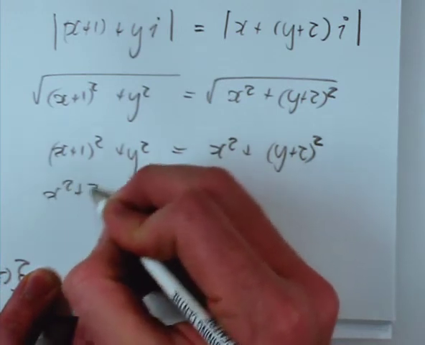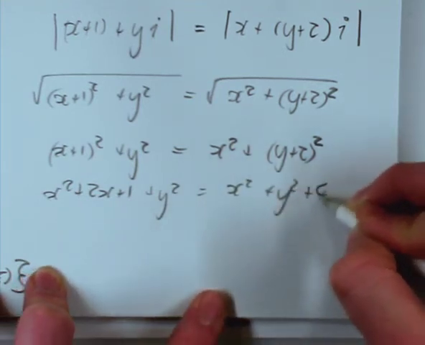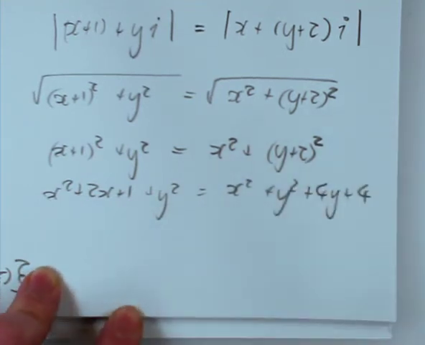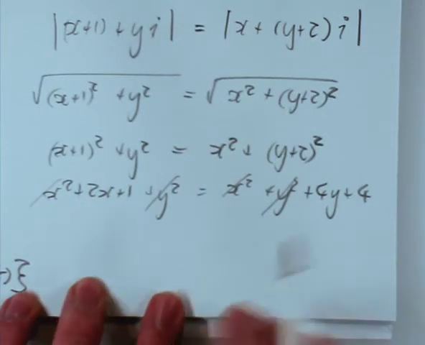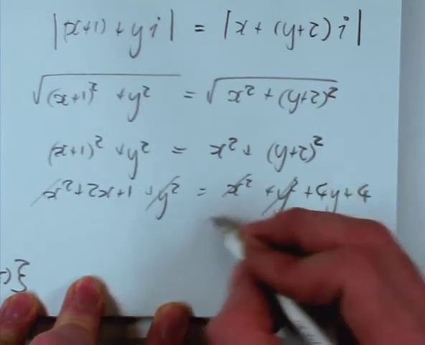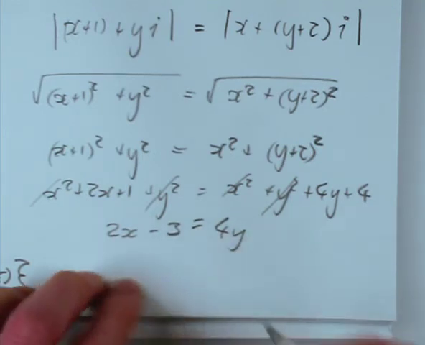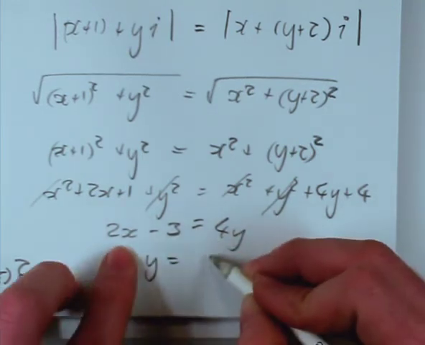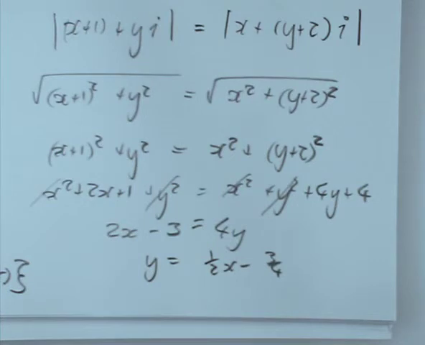So I've got x squared plus 2x plus 1 plus y squared is x squared plus y squared plus 4y plus 4. And look, all the x squareds and y squareds are going to neatly cancel each other out. And I'm going to get this awesome formula which says 4y is equal to 2x minus 3. And so if I really want to, y is a half of x minus 3/4, which is a perfectly good straight line equation which I can draw on a graph. Yay! That's the quickest way.